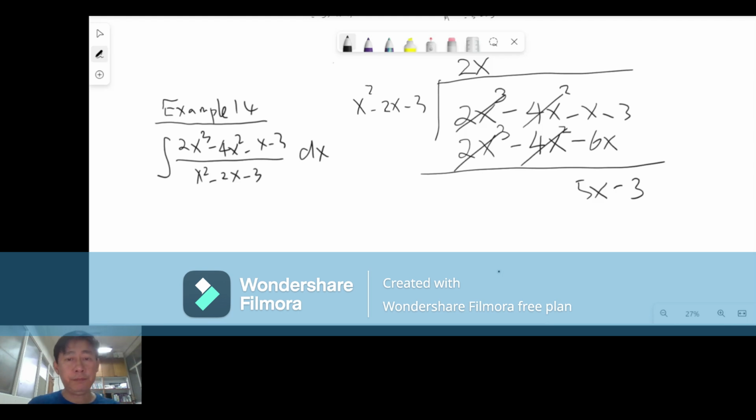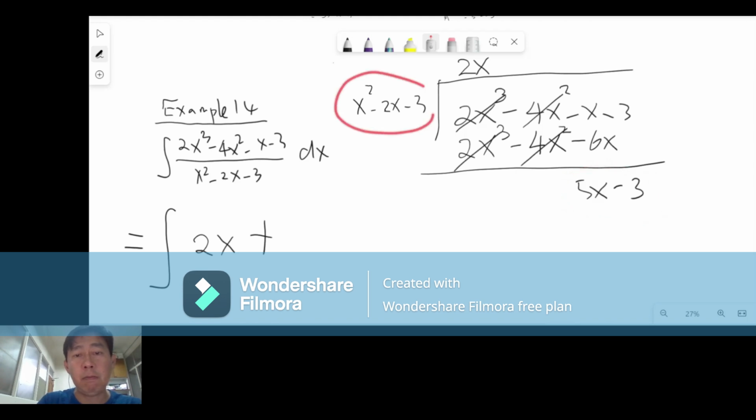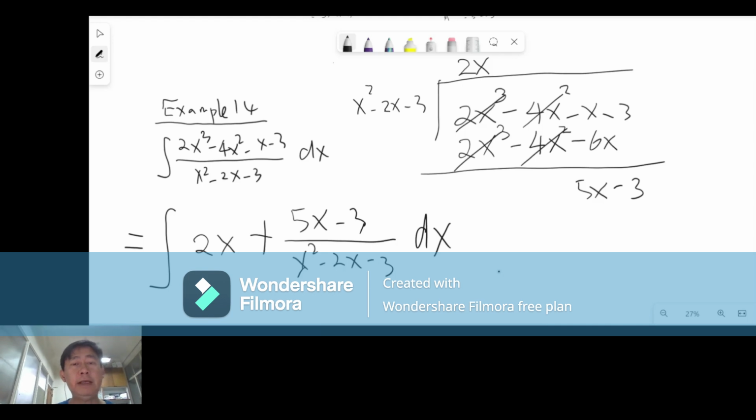As a result of this long division, the improper fraction is now reduced to a proper one, which is comprised of a linear factor 2x plus its remainder term 5x minus 3 sitting on top of x squared minus 2x minus 3. So we have successfully reduced the improper fractional function into a proper fractional function.